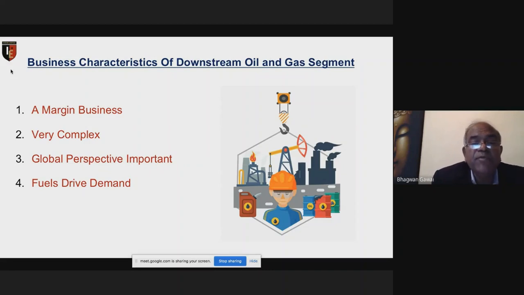Okay, it is a fuels driven demand. The entire refinery depends on the supply demand position. So if we have the demand, then only the refinery gets an excellent margin. If you don't have the demand for the product, then you cannot run the refinery at 100%. And if you don't run a refinery at 100%, then your profit margin goes down. So you have to be very careful while planning your refinery in a particular region.